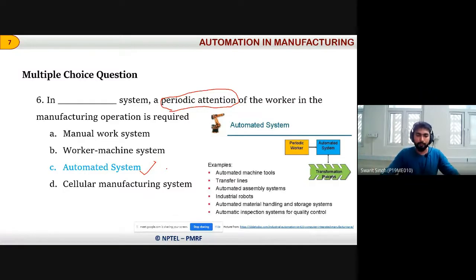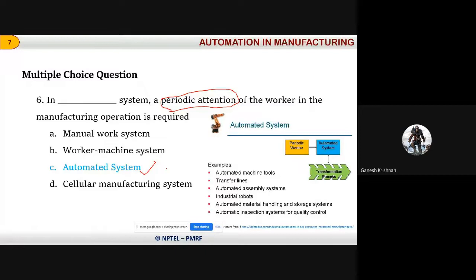Okay, so I will give more examples in the subsequent slides, so that this concept will get clear. Okay. So moving towards the next question.